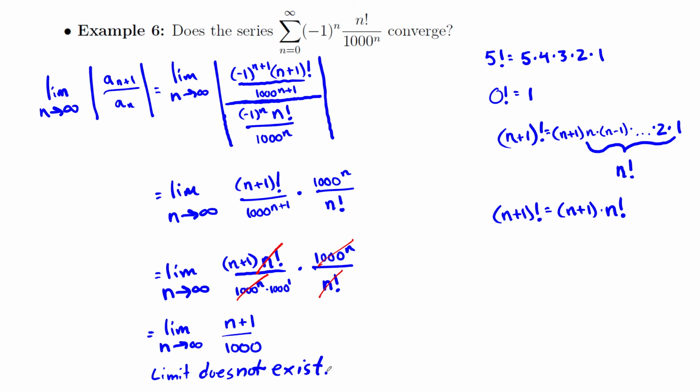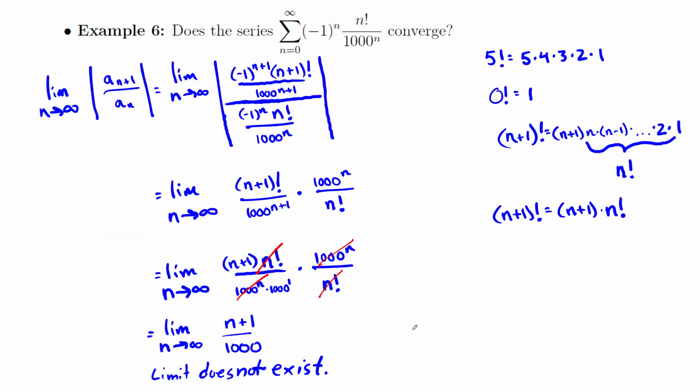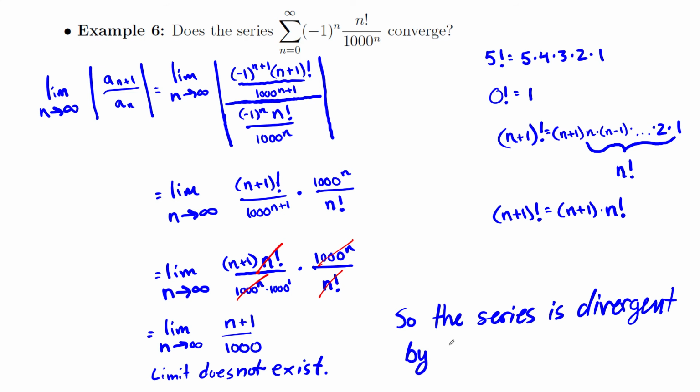And so what the ratio test tells me is that whenever the limit is greater than 1 or it's an infinite limit, does not exist, then we know the series is divergent. So the series is divergent by the ratio test. All right.